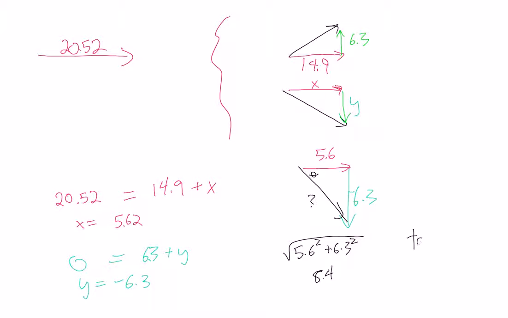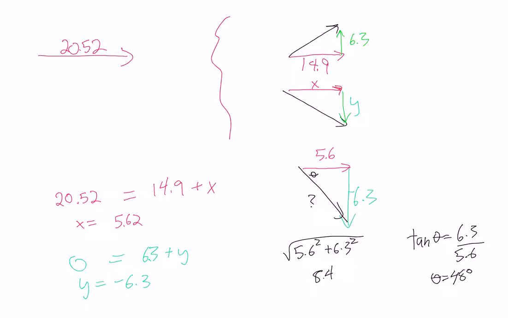And let's use tangent to figure out our angle. So our angle would be tan inverse of 6.3 opposite over adjacent. So go second tan, 6.3 divided by 5.6. And that gives us an angle of about 48 degrees.